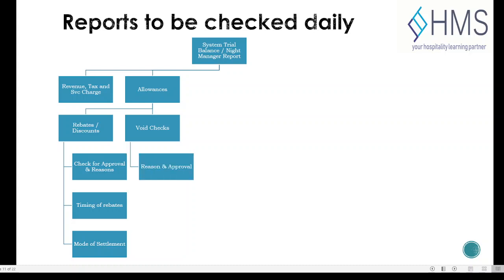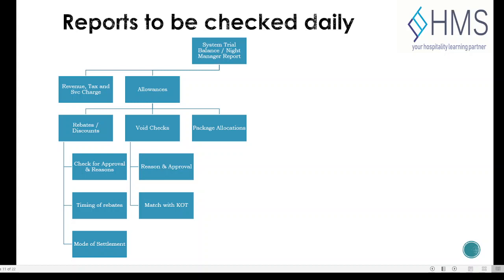And then there are void checks. Again, you have to check the reason and get the approval, and match with the KOTs to make sure that the food was not actually prepared for void ones. If the food was prepared, then there has to be a very clear reason why it is void, because normally a void happens because the guest refused it or didn't like it. So you have to check the other way: a void means a wrong entry, or the guest was in a hurry and that's why they left it.